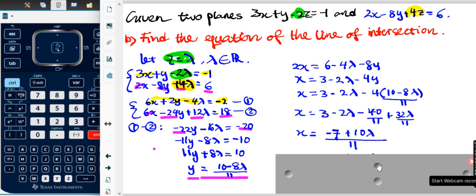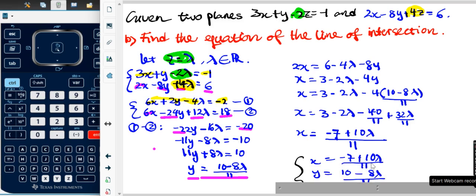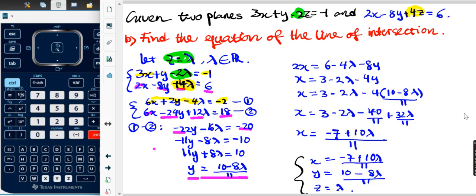So the line of intersection is made out of this parametric equation. That is, x is equal to this, y is that, and z is lambda. So this parametric equation defines the line of intersection.